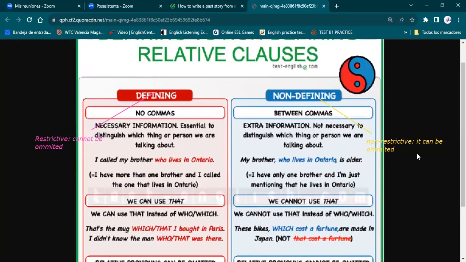So, notice, necessary information essential to distinguish which thing or person we're talking about. I call my brother who lives in Ontario. I have more than one brother, and I call the one that lives in Ontario. Okay? Or I bought a car. But which car? What car? What color is the car? I bought the car Maria was selling.